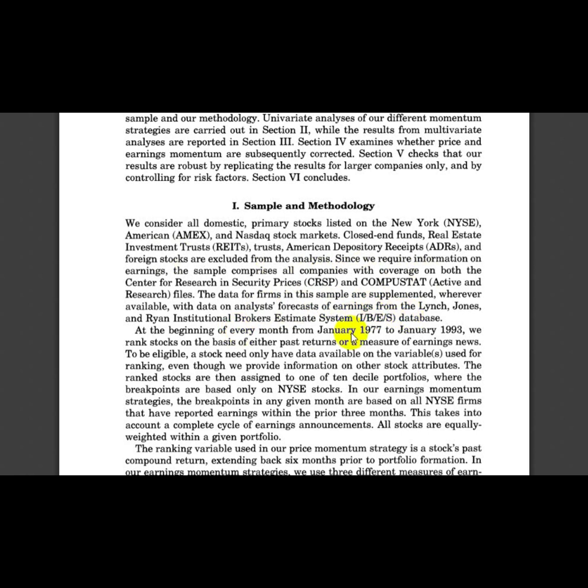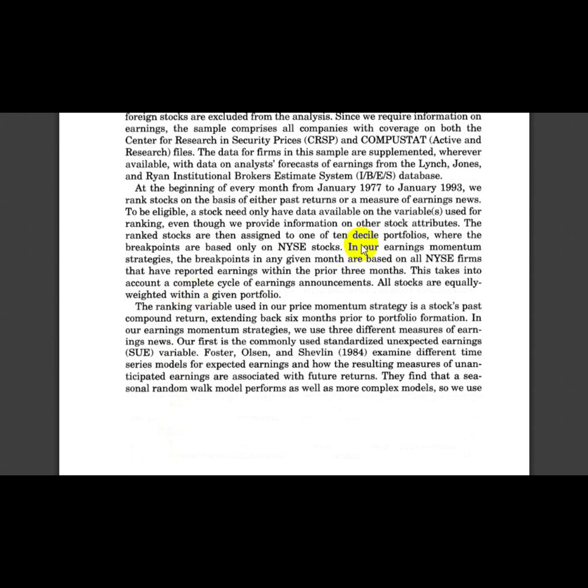And so at the beginning of every month, from January 1977 to January 1993, they will rank the stocks based on the past returns or a measure of earnings news. To be part of a portfolio, the stock need only have the information necessary to be ranked. That may either be the earnings or the past returns. The ranked stocks are then assigned to a decile, and all the stocks are equal weighted in each of the decile portfolios. In the price momentum strategy, they're using the stock's past 6-month returns as the ranking.